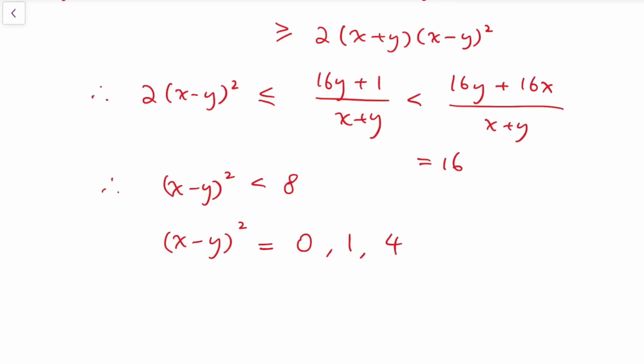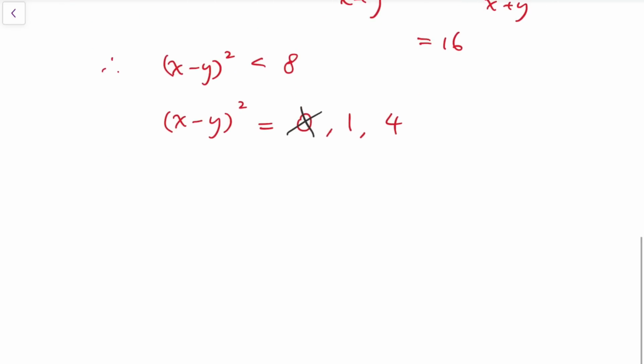However, if (x minus y) all squared equals 0, that means x equals y. So for our original equation, the left side equals 0, so there's no solution for that. We can reject it. And what remains is (x minus y) all squared equals 1 or 4.